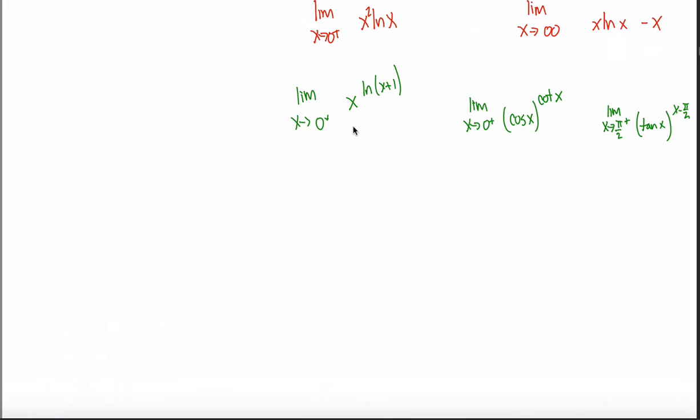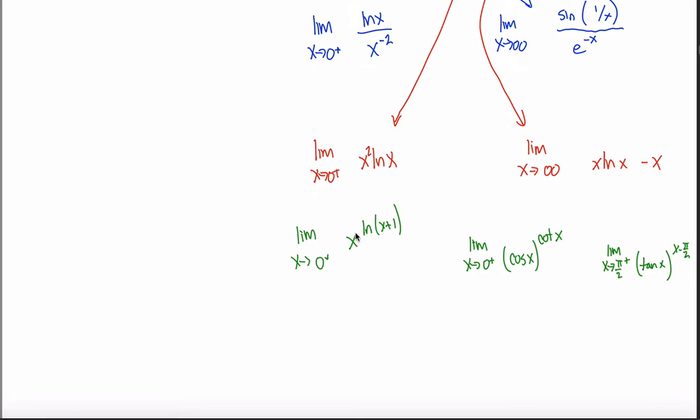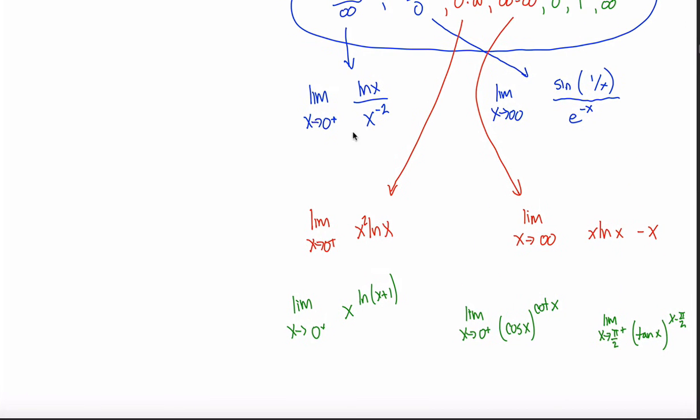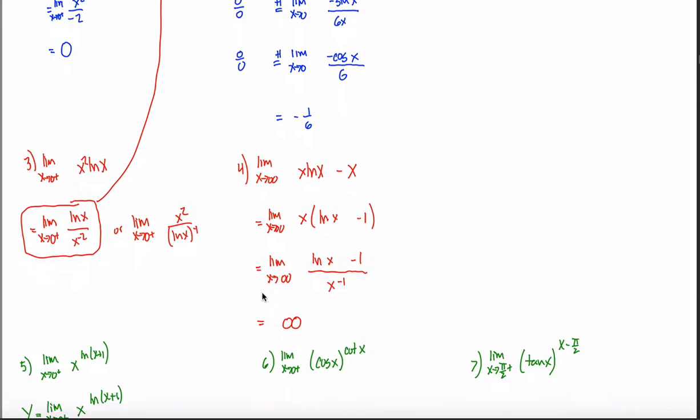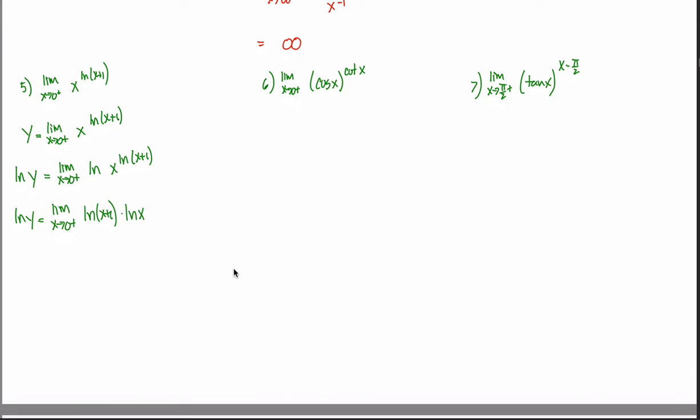So this ends up being kind of an iterative process. You get something that looks like green, you change it into something that looks like red. You get something that looks like it's red, you change it into something that looks like it's blue. And then the blue things are where you can actually apply L'Hopital's rule. And in each of those steps, make sure you actually have an indeterminate form, because if you don't have an indeterminate form, you can't use L'Hopital's rule.